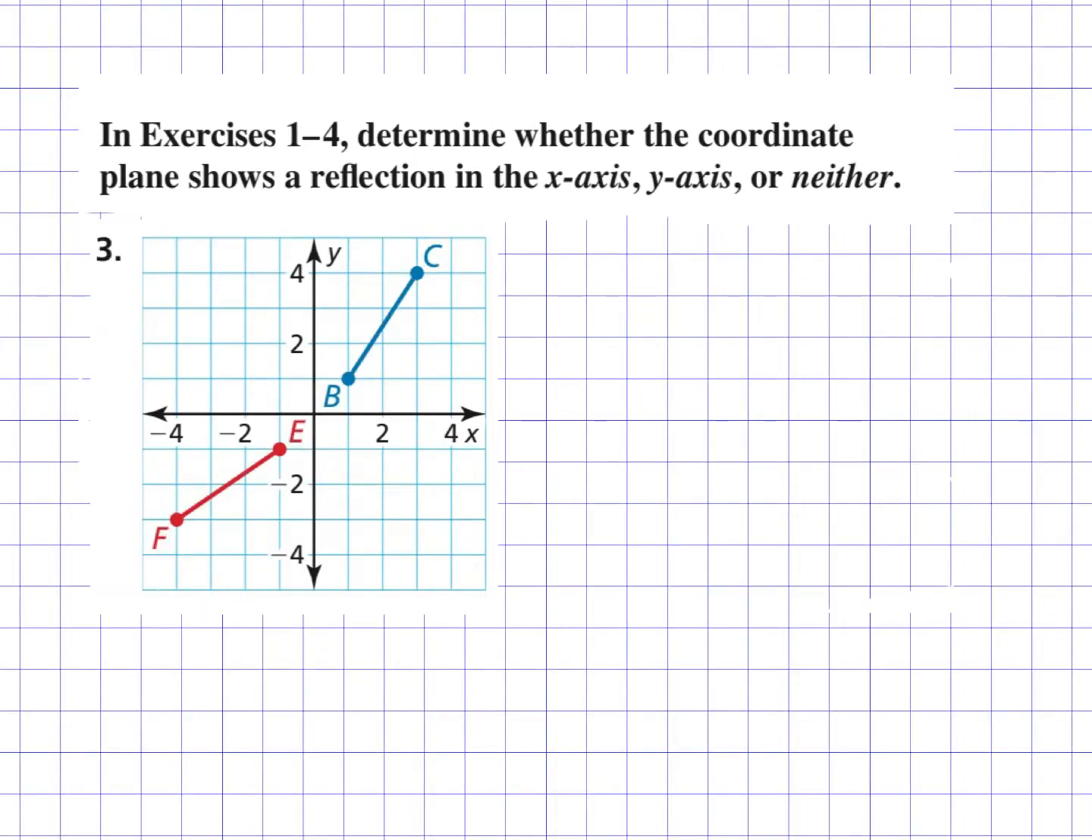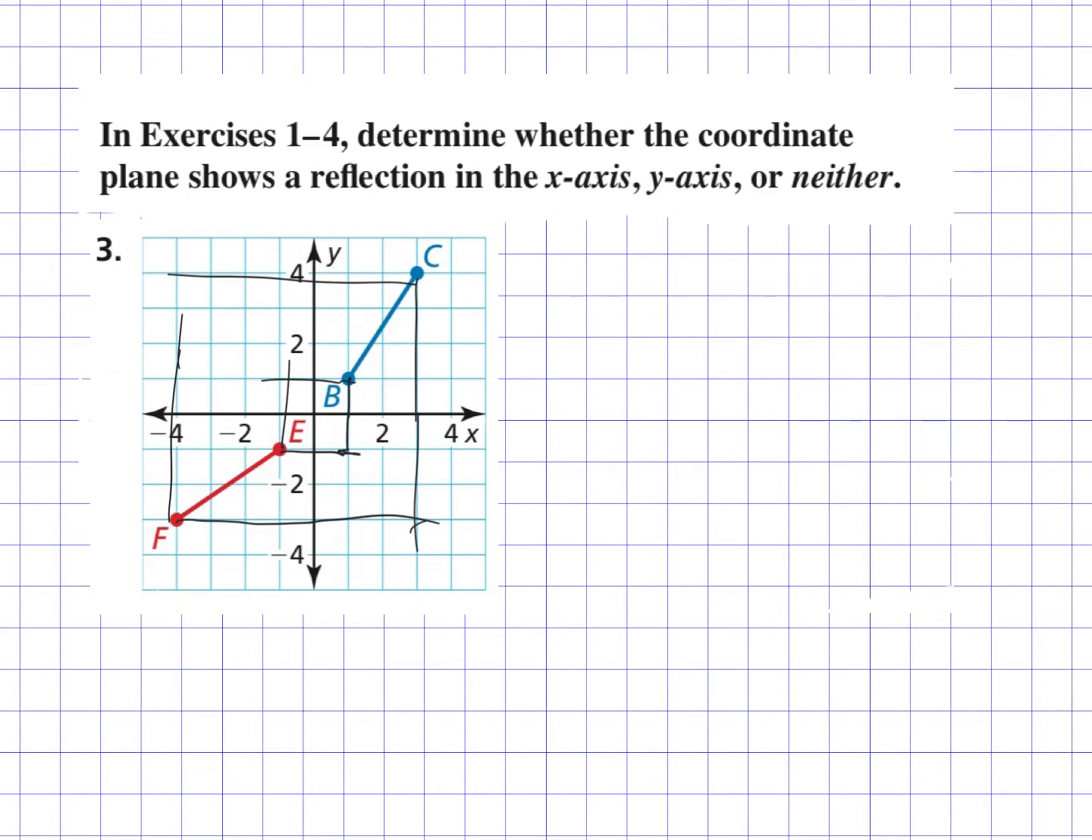All right. Number 3, if we look at BC and EF, that's not a reflection in either. B would have to go to this position, and C would have to go to that position. And the same thing for E, it would have to go up, and F to the other side. Or if you're going around the y-axis, it would have to go that direction. So those are the things you've got to look for.